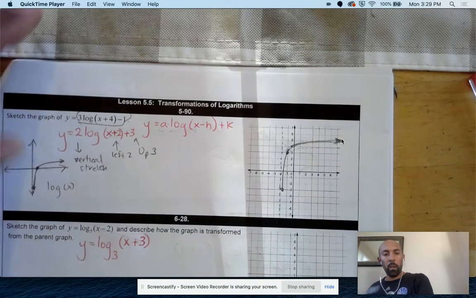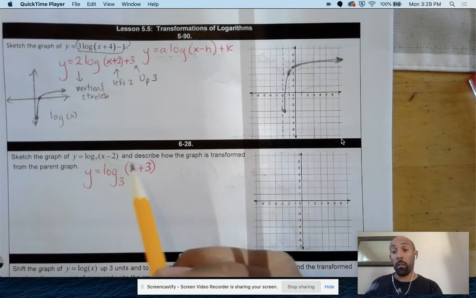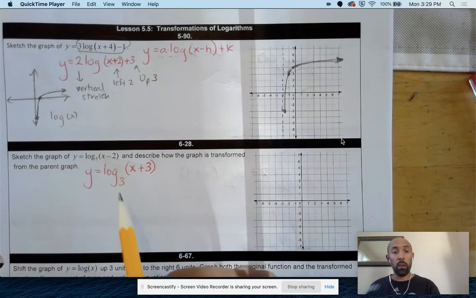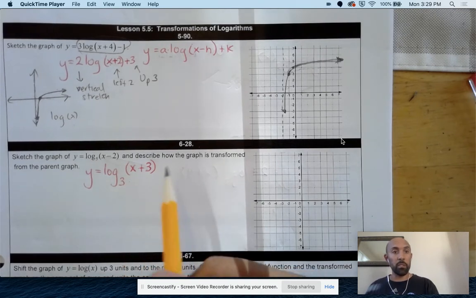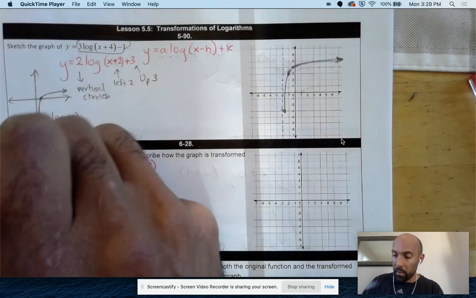Okay, now in this one thing I need you to realize is that there are tons of different log functions. So log of base 3 is a parent function in itself. So the parent function for this one is log base 3.